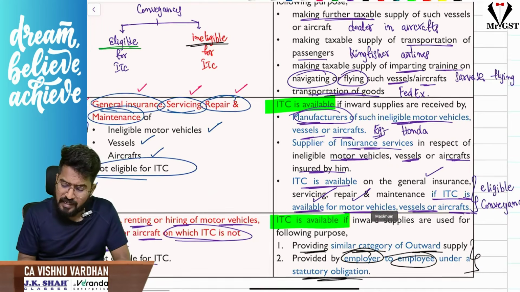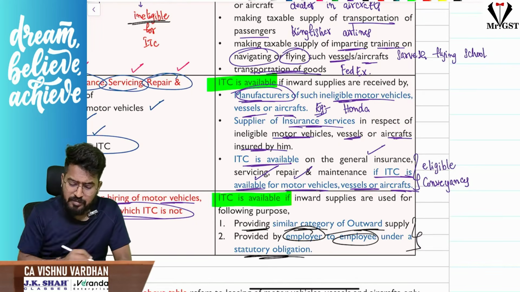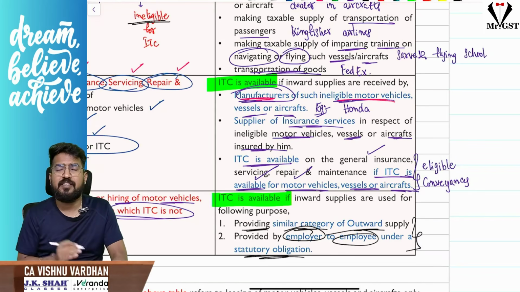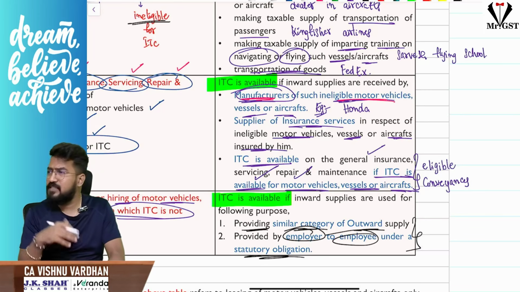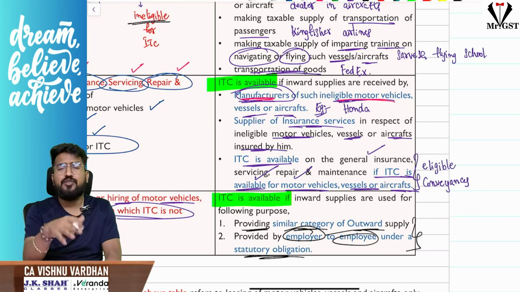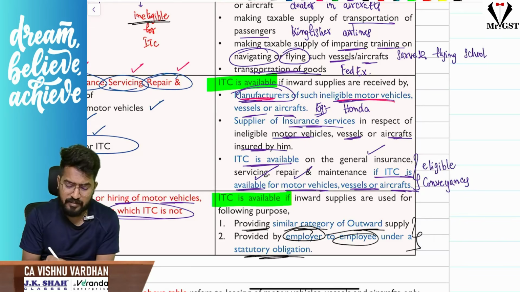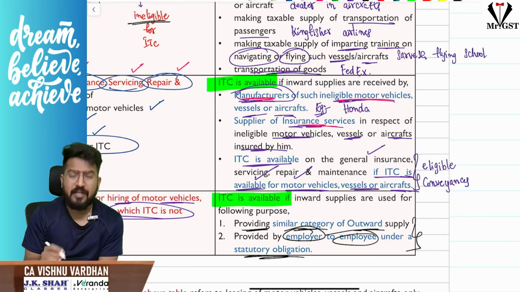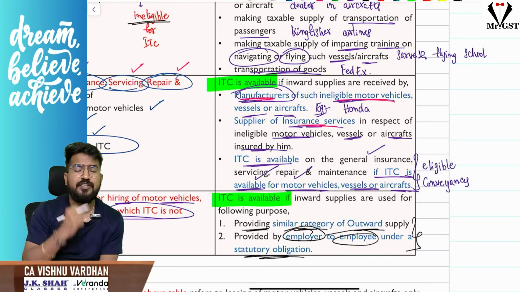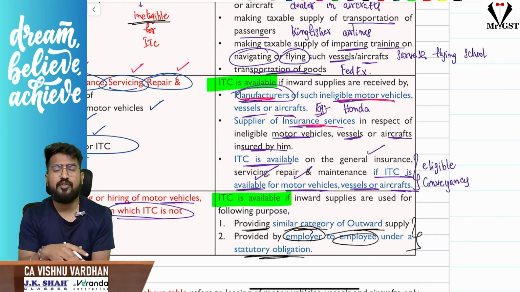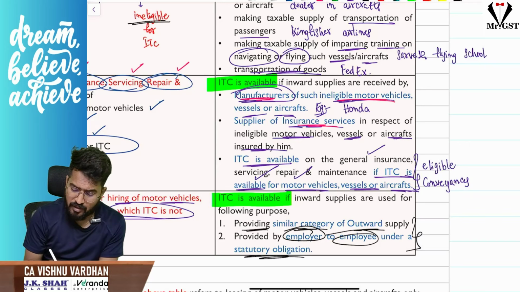So now there are certain exceptions here. That is, if you are a manufacturer of those ineligible motor vehicles, suppose Honda company is there. Honda company is taking general insurance or servicing, repairs and maintenance on the stock Honda cars, they can take ITC. Or sir, if at all I am an insurance company taking general insurance on these vehicles, repairs, servicing on those vehicles, yes, I can take ITC.